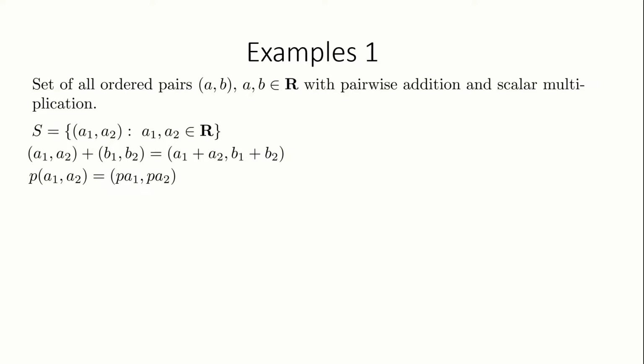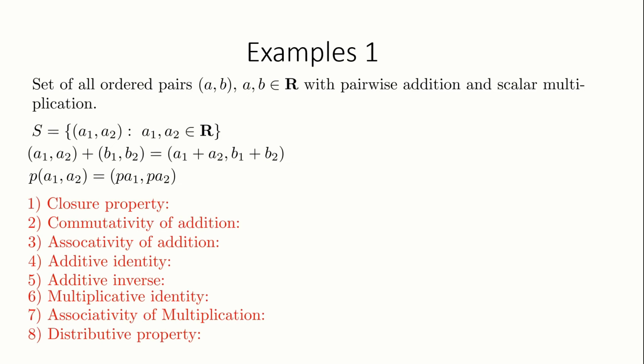Let's look at an example. The set S contains all the ordered pairs of real numbers with pairwise addition and scalar multiplication. We will verify that the set S satisfies all the 8 conditions.